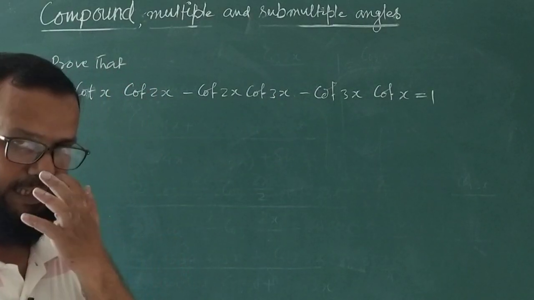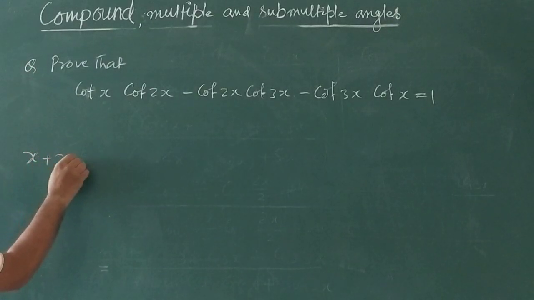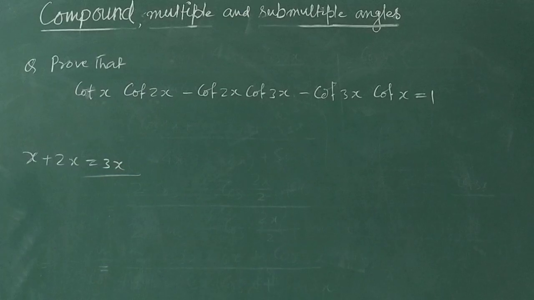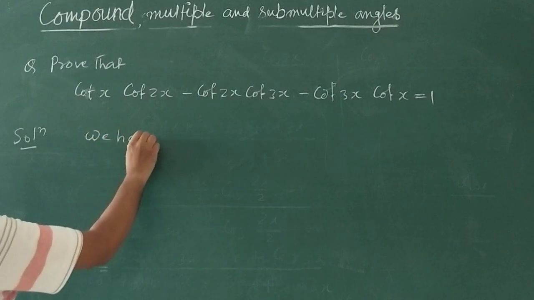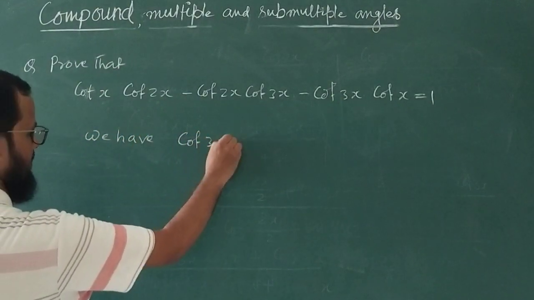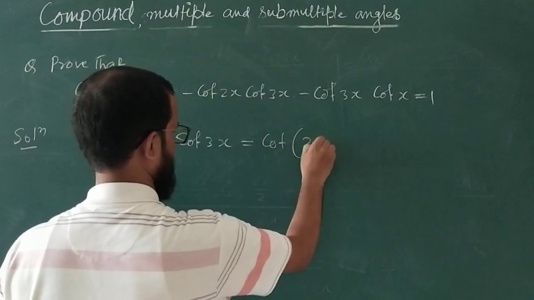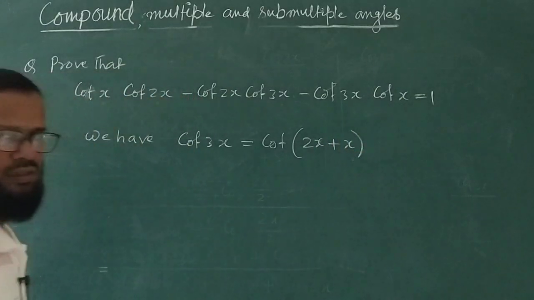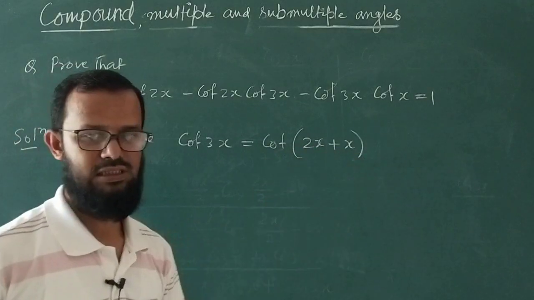So वहाँ में रिलेशन क्या है? x plus twice x is equal to what? 3x. Okay. So क्या रिलेशन है? x plus twice x is equal to what? 3x. And everything cot is there, so we are going to start to prove the formula, use the formula cot a plus b. हम स्टार्ट करेंगे कैसे? cot 3x equal to cot twice x plus x. Can I write this? So cot 3x से शुरू किया, cot 3x can be thrice x can be written as what? Twice x plus x.